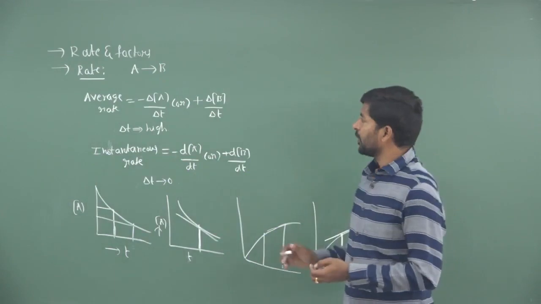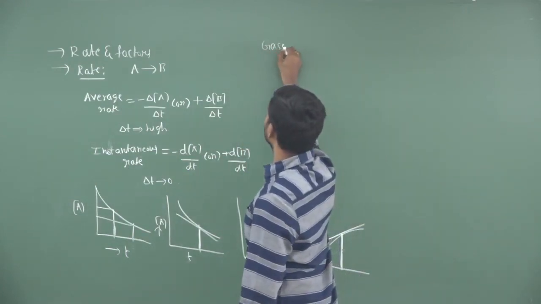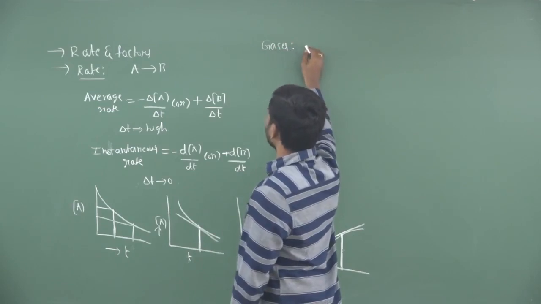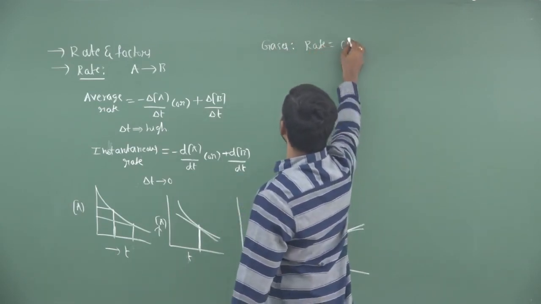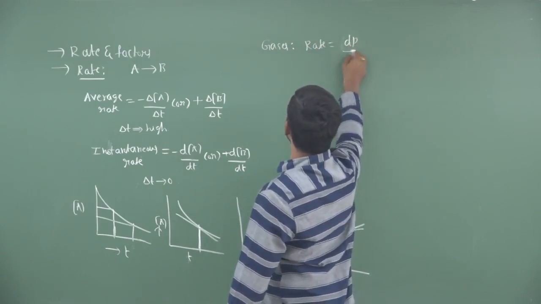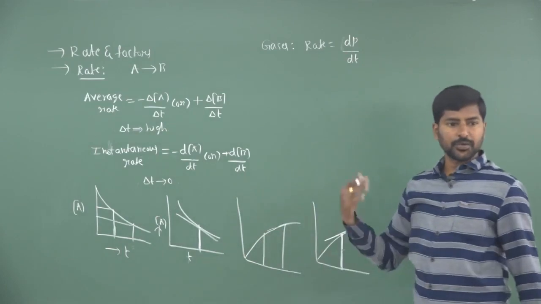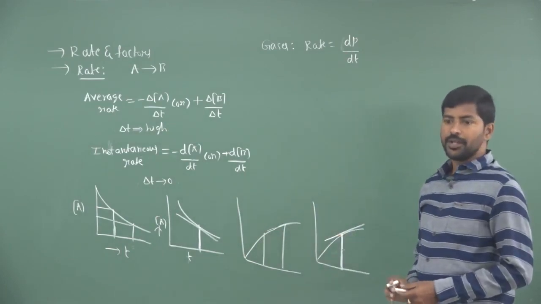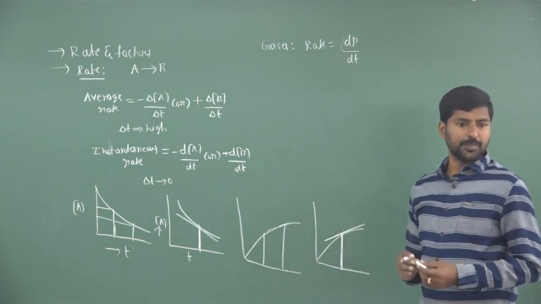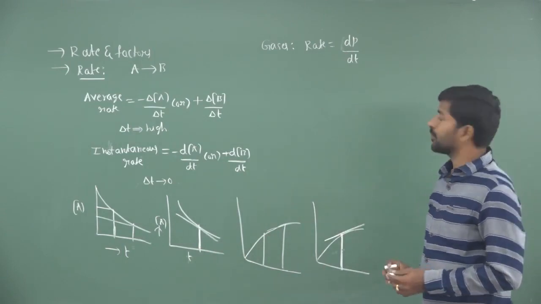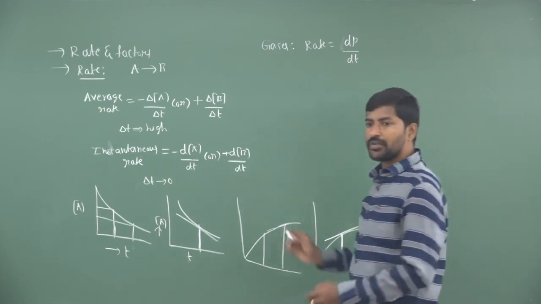Now for reactions involving gases, rate may be given as change in pressure by change in time. With respect to reactants, there is a decrease in pressure in a given time. With respect to products, there is an increase in pressure within a given time. So, change in pressure by change in time for reactions involving gases.